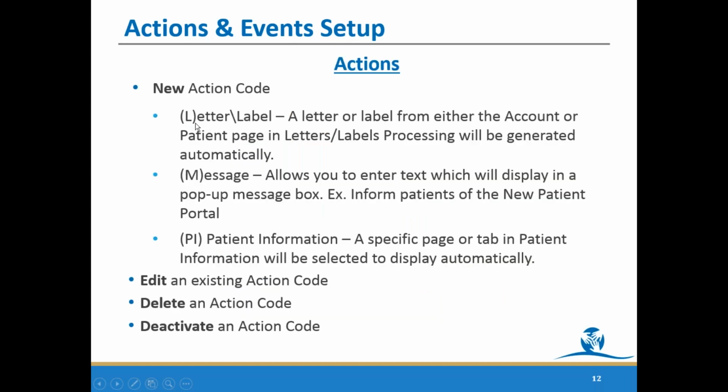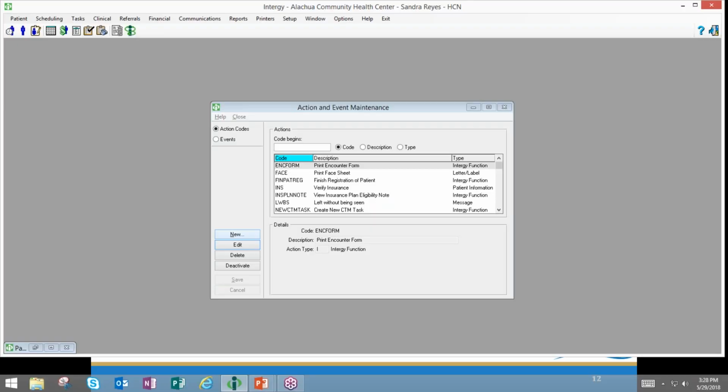I'm going to be discussing the different types of action codes that you can create and the different types of events that you can create. But in the presentation, I do have the definitions for you to go back to later and read. So here are the action codes. Again, the actions are any automation that you want to do in your system.